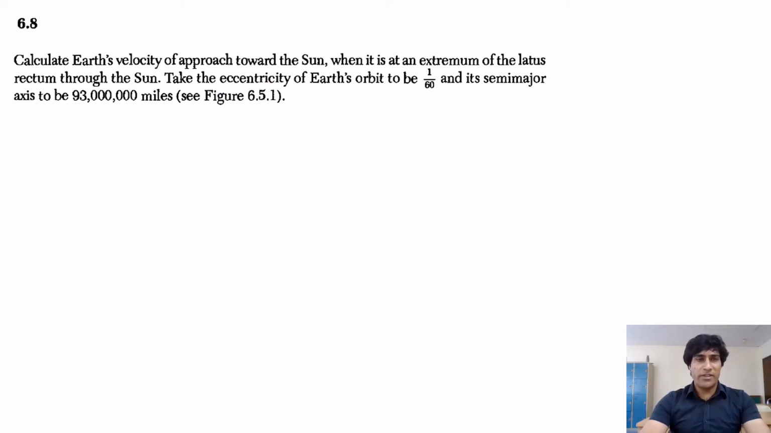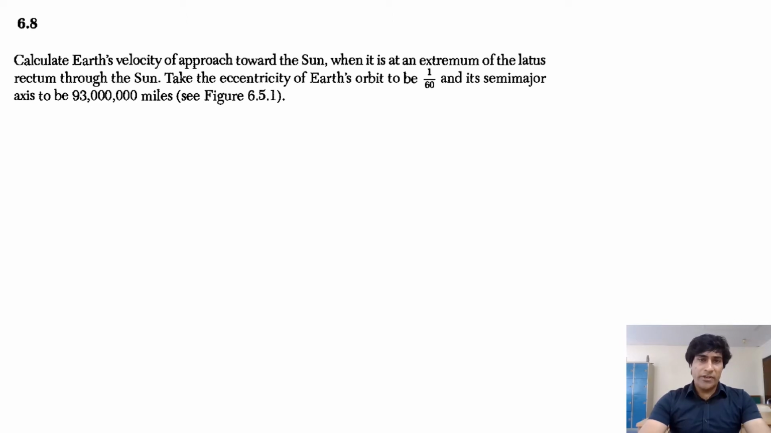The statement of the problem is: calculate Earth's velocity of approach towards the Sun when it is at an extremum of the latus rectum through the Sun. Take the eccentricity of Earth's orbit to be 1 divided by 60 and its semi-major axis to be 93 million miles.